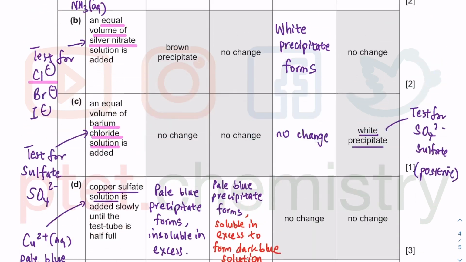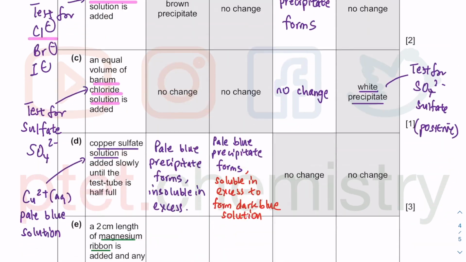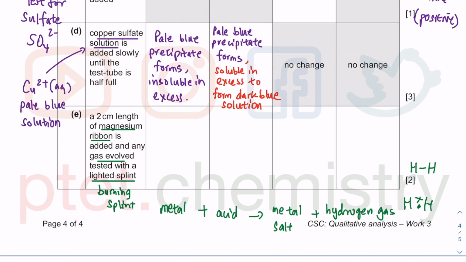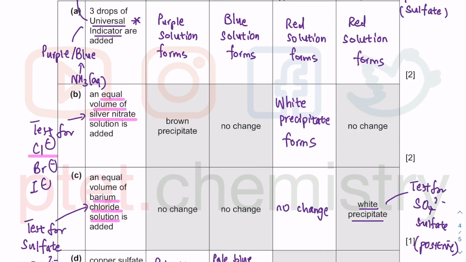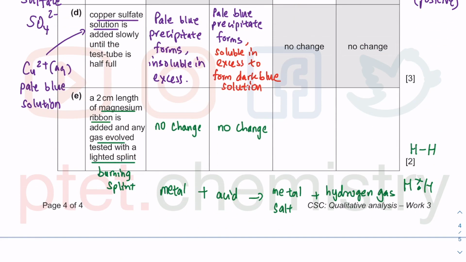What we have here is sodium hydroxide and ammonia. These are bases. They don't do anything with the metal, so no change at all. We don't get any gas at all. And then with the acids, both the hydrochloric acid and the sulfuric acid, they will react with the magnesium metal, and what we will get will be bubbles, a lot of bubbles.